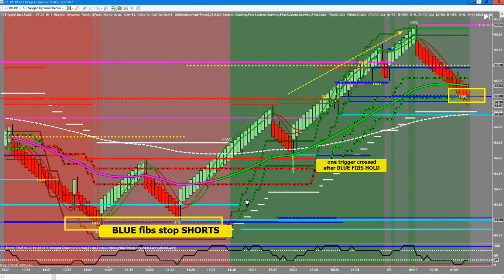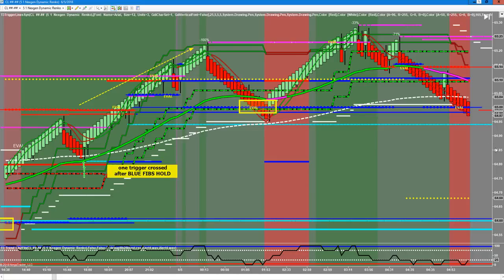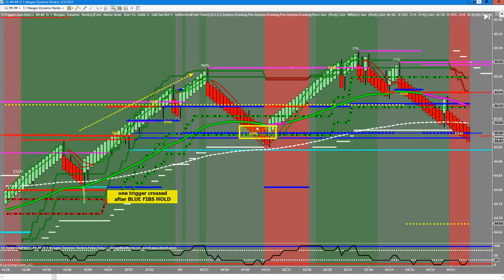All right, so let's go forward. Again, this is a spot where probably you ended up with one long trade. And again, the background turned red, so if you didn't, that's okay. And here we go again.